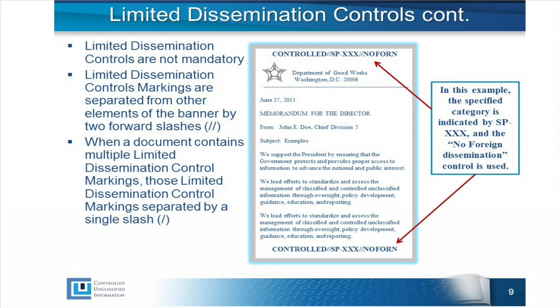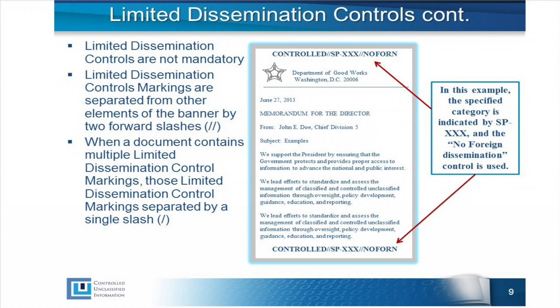If you choose to include limited dissemination control markings in the banner, they must appear as the last two elements of the banner marking, and they are separated from any other elements by 2 /. If a banner contains multiple limited dissemination control markings, they can be separated from one another using a single /.